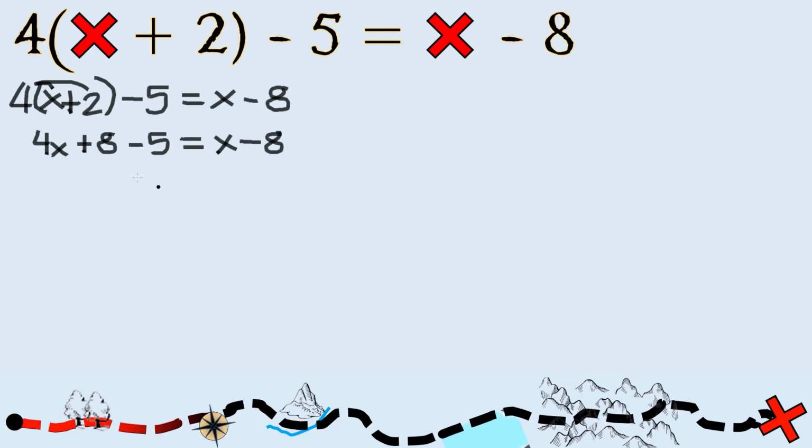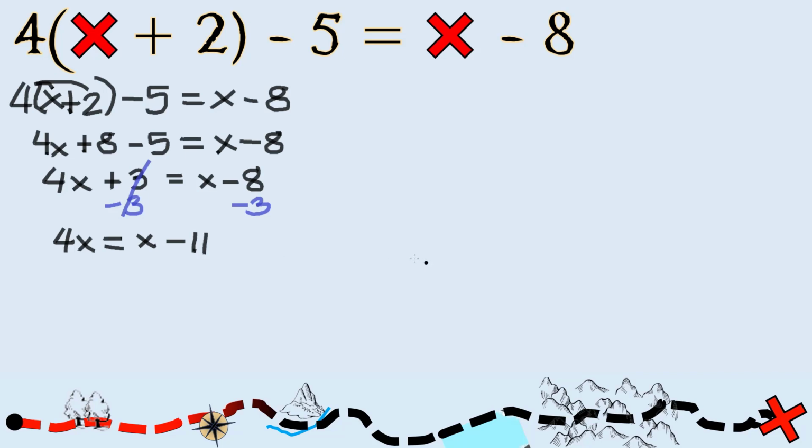Now that we have this, we can simply add the constants to come up with binomial expressions. We have 4x plus 3 is equal to x minus 8. From here, we're going to apply the same operations as before. We're going to subtract 3 here. So 3 minus 3 is 0. Subtract the same on the other side. We'll have the expression 4x is equal to x minus, the result here is 11, negative 11.